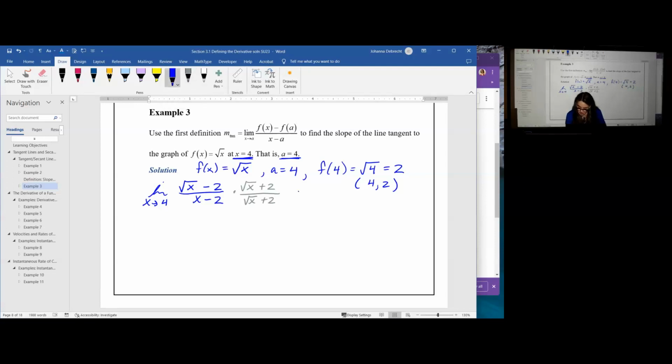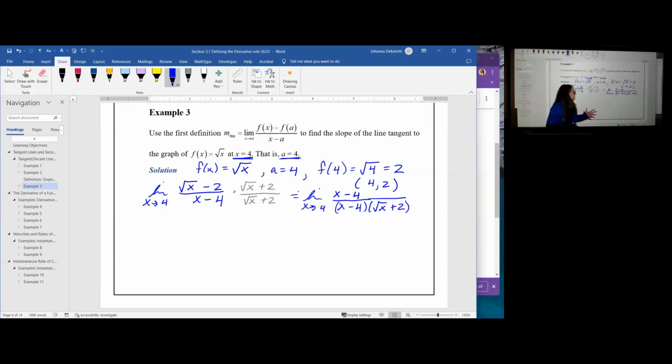This then gives me the limit as x approaches 4 of x minus 4, did I do that right? Divided by x minus 2 times, I've got some error. Duh. The a value is 4, so it should be x minus 4. I was wondering where that went. And this will become the square root of x plus 2. I guess writing the value of f of 4 has messed me up. I keep wanting to use it.